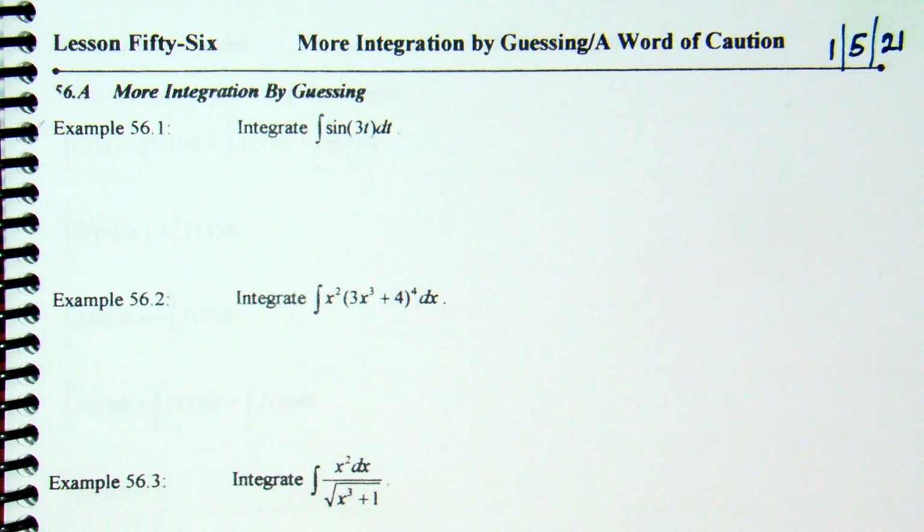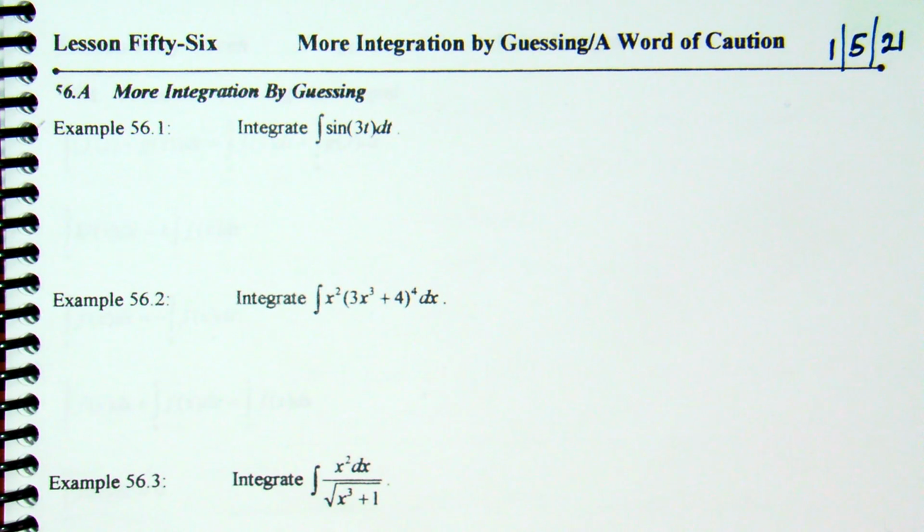Hey guys, lesson 56 is more integration by guessing, a word of caution. The key here is that it's kind of phase 2 of integration by guessing. When we did integration by guessing back in December, everything magically worked out perfectly, didn't it?